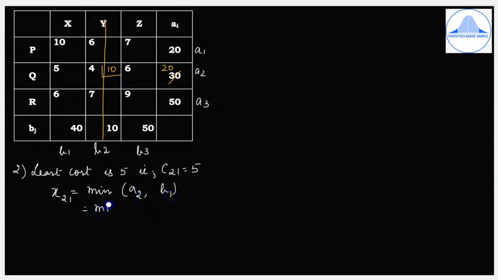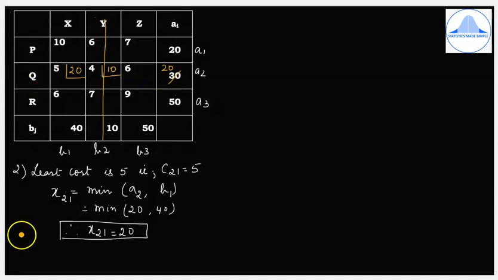So it is minimum of 20, 40. Therefore you will get X21 is equal to 20. Now this allocation should be written in the particular cell. So here is the least cost 5 and the allocation, X21, will be written here as 20. Now check whether this allocation 20 matches with the availability at Q, or whether 20 matches with the requirement at X. We see that 20 matches with the availability at Q. So I will write: availability at Q is satisfied.